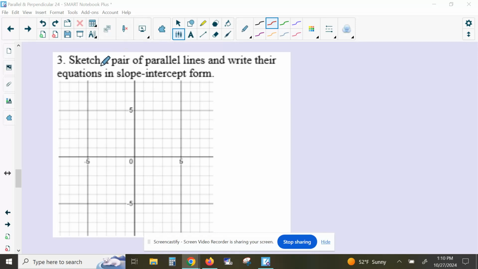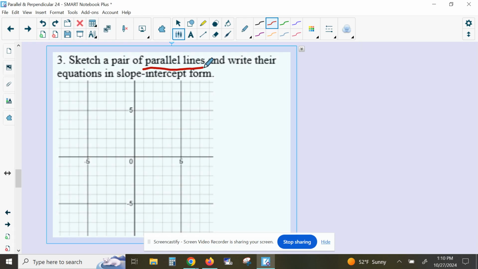Okay, number 3 says, this is 3 on the medium side. Sketch a pair of parallel lines and write their equations in slope-intercept form. So parallel lines, I do need a pair of parallel lines. And there's nothing on here, so I could sketch any old lines that I want.